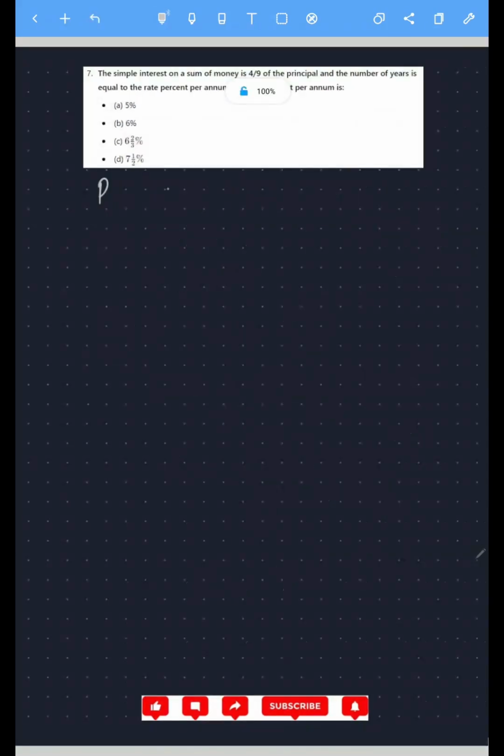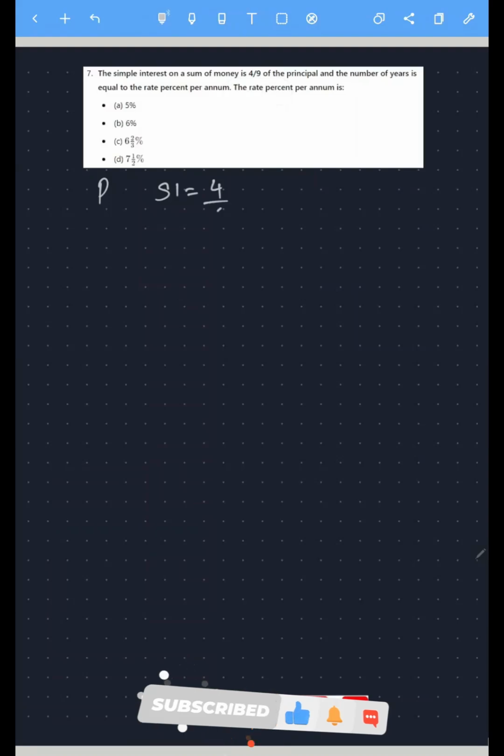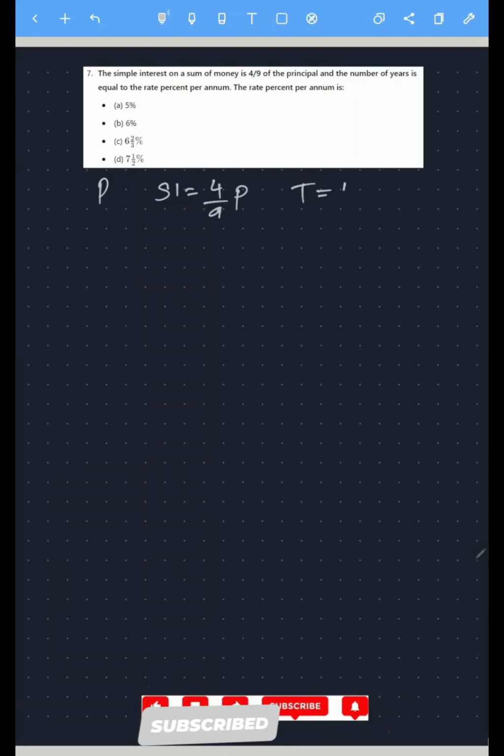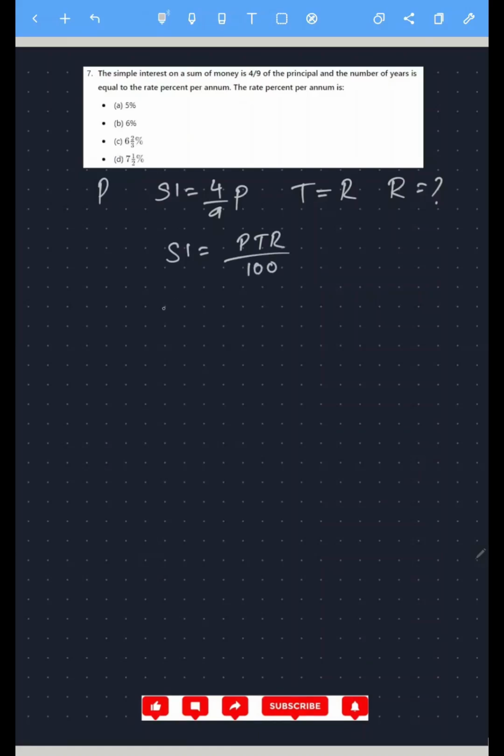Assume the principal as P because SI equals 4 by 9 P, and here seeing time is equal to rate of interest, and we have to figure out rate of interest. Great. So SI equals PTR upon 100. Amazing. This is nothing but 4 by 9 P equals P times T is R, R times R divided by 100.